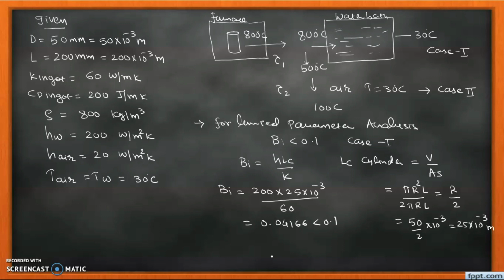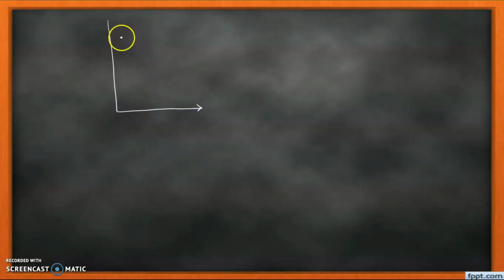So now we are applying the theory of lump parameter analysis, and we calculate the time required to cool down from 800 degrees centigrade to 500 degrees centigrade. Students, I represent this cooling phenomenon on the temperature versus time diagram. Here the initial temperature is given, and that is 800 degrees centigrade. The water temperature is marked, and that is 30 degrees centigrade. Here we are taking the time.